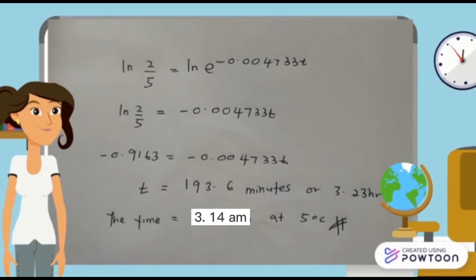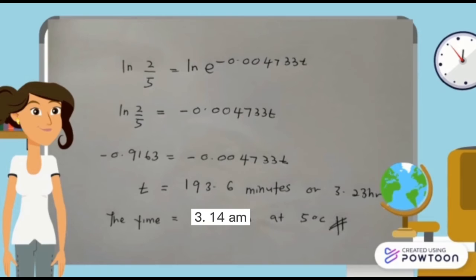So ln 2 over 5 equals ln e to the power of negative 0.0047333 t. So it will become ln 2 over 5 equal to negative 0.0047333 t. Okay, then ln 2 over 5 is equal to negative 0.9163, equal to negative 0.0047333 t. Now we can find the value of t.